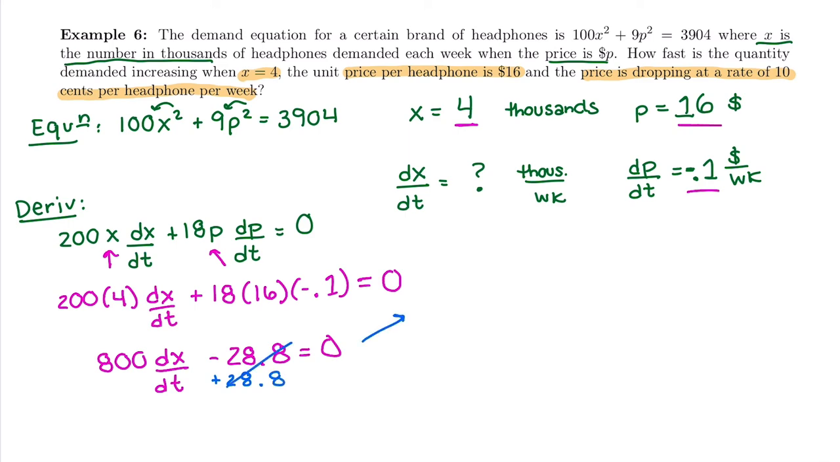And I'll bring that up here. We get 800 dx dt equals 28.8. I still don't quite have dx dt on one side by itself. I need to divide by that 800 that's currently multiplied there. So we'll divide both sides by 800. That way dx dt will be all on its own. And if I do 28.8 divided by 800, I get 0.036.